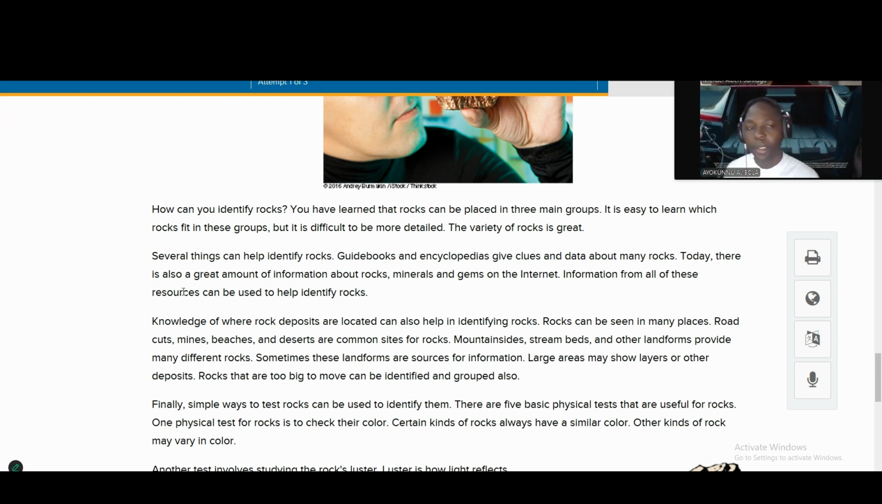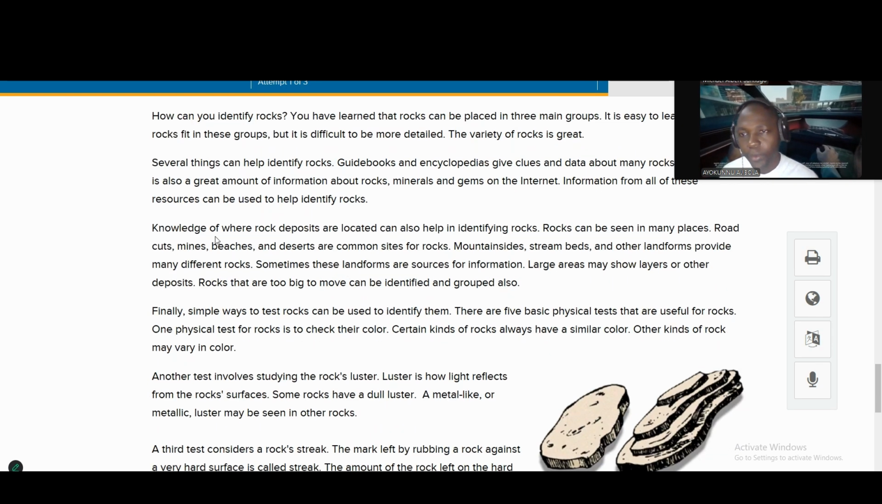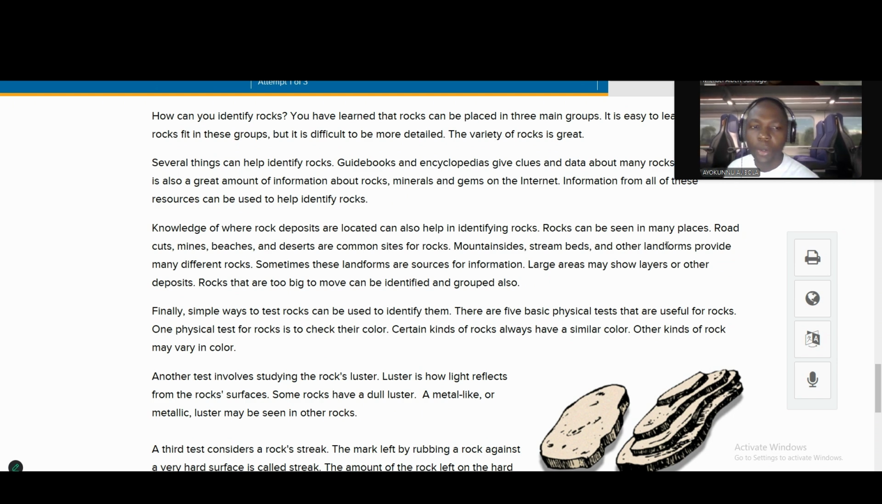Today, there is also a great amount of information about rocks, minerals, and gems on the internet. Information from all of these resources can be used to help you to identify the type of rock you found. Knowledge of where rock deposits are located can also help in identifying rocks. Rocks can be seen in many places. Road cuts, mines, beaches, and deserts are common sites for rocks. Mountainsides, stream beds, and other landforms provide many different rocks.